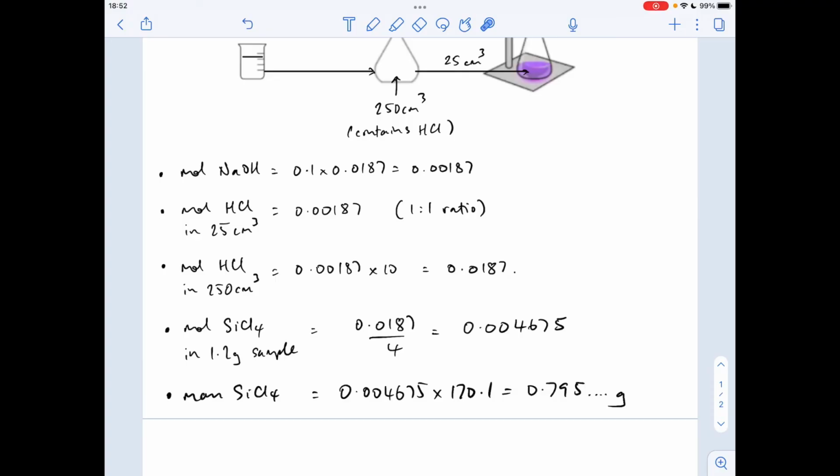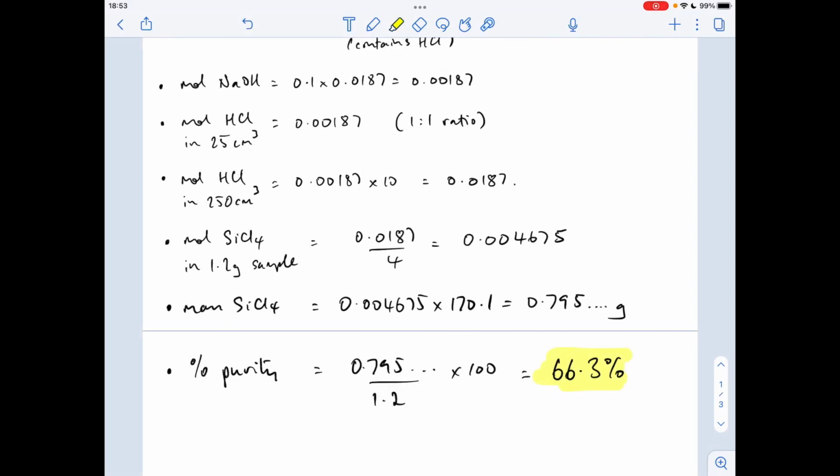So all I need to do now is work out the percentage purity, or the percentage by mass, of the SiCl4 in the sample. Just put that mass of SiCl4 over the mass of the sample and multiply by 100, which gives me a percentage purity of SiCl4 in the sample of 66.3% to 3 significant figures.